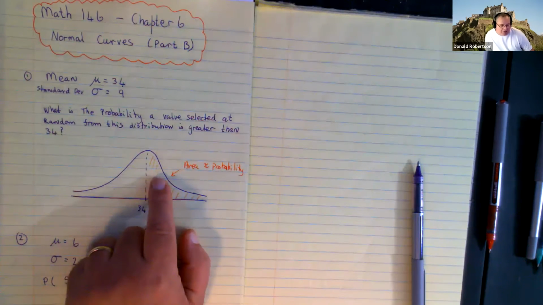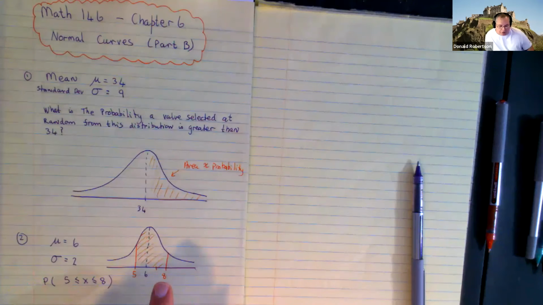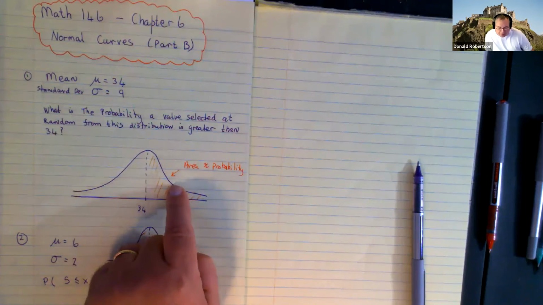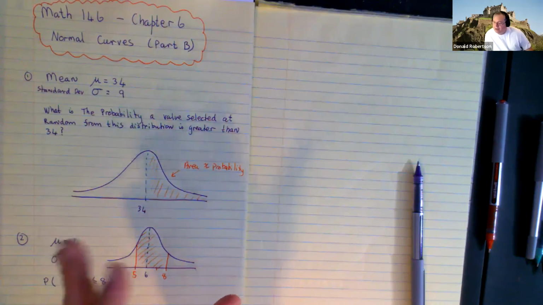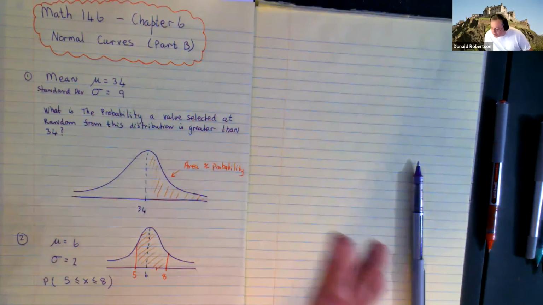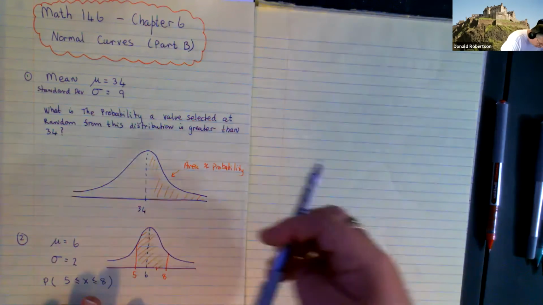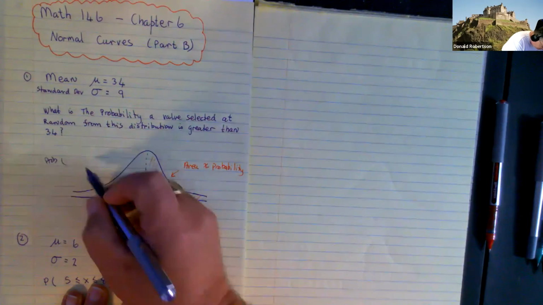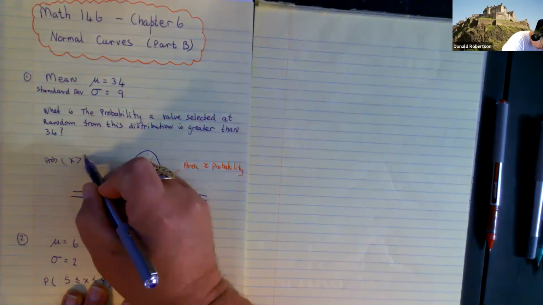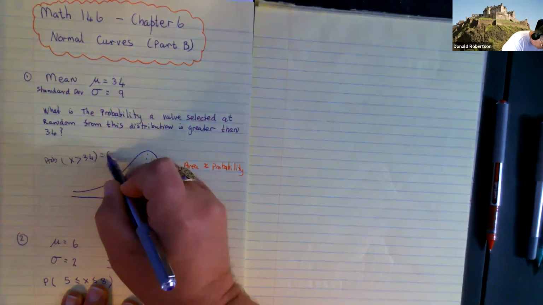And this one, I don't even need to use salt. Would you agree that 0.5 either side, right? The whole thing is 100%, but as a decimal, the whole thing is 1. And so that probability that you get greater than 34 would simply be a half.